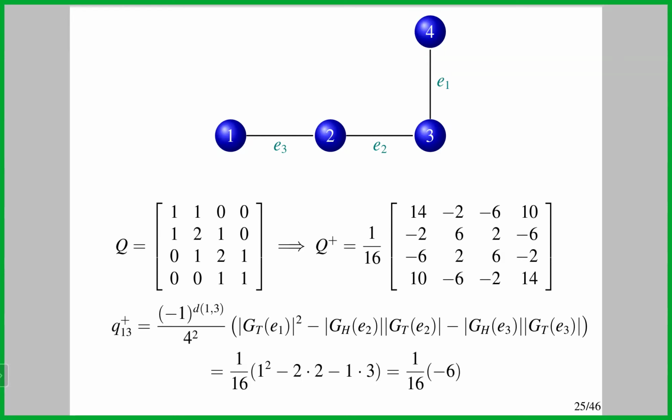Now if you look at H2 and H3, vertices H2 and H3 are in the path between vertices 1 and 3, so you have to subtract that. If you delete H2, there are 2 components: one side has 2 vertices, the other side has 2 vertices, so you multiply 2 times 2. And if you delete H3, one side has 1 vertex, the other side has 3 vertices, so you subtract 1 times 3. That's how you get -6/16. So that's a combinatorial interpretation of the 1-3 entry of the signless Laplacian of this path on 4 vertices.